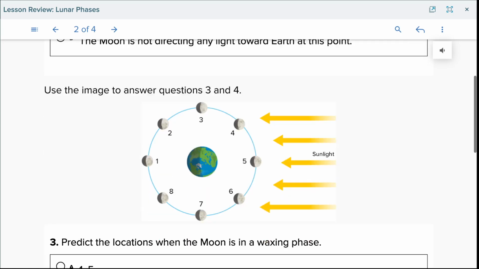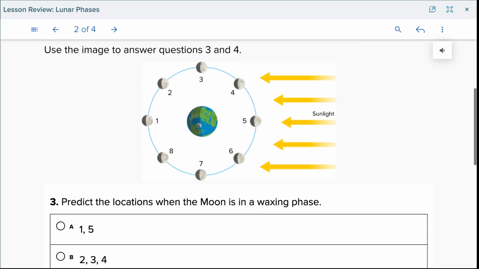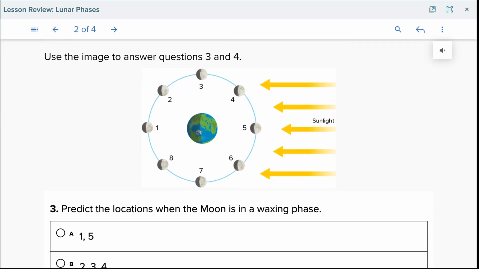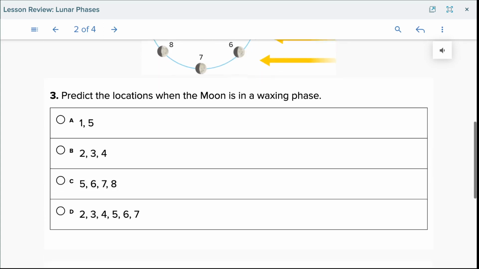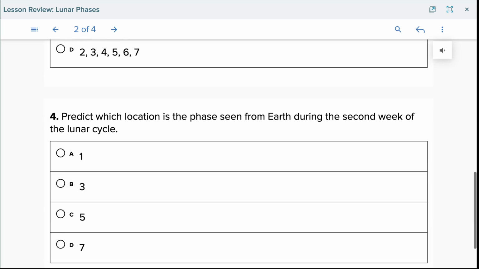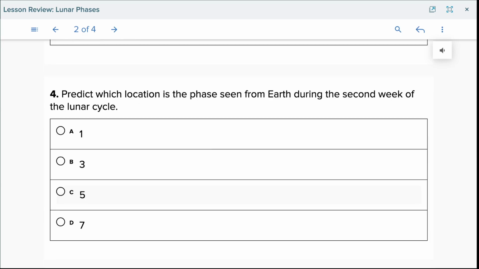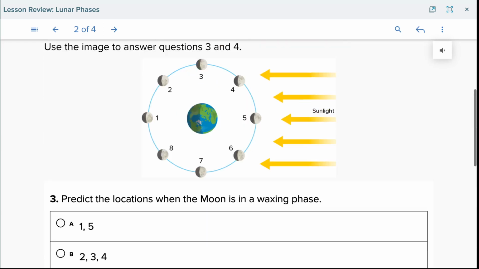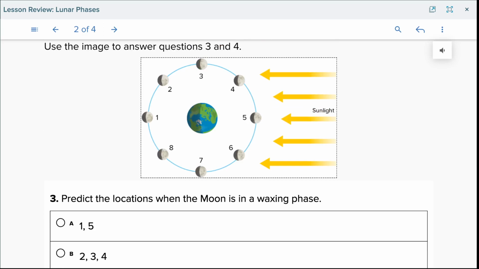Okay, now we're going to use this image. Predict at which locations the moon is in a waxing phase. So pick the combination. Is it A, B, C, or D? And at which location is the phase seen from Earth during the second week of the lunar cycle? 1, 3, 5, or 7. So the sun is over here.